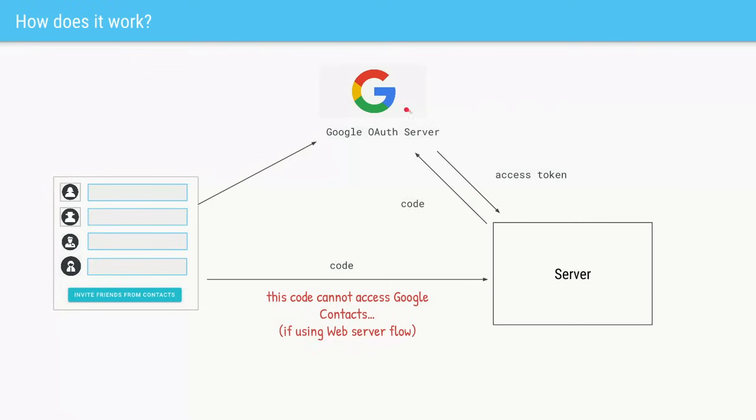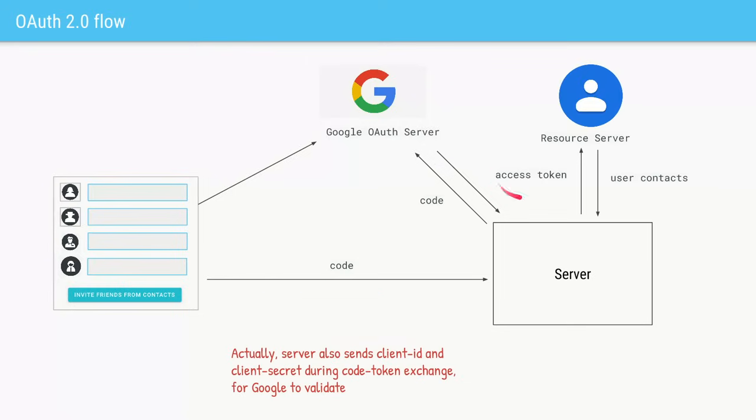The server has to connect to the OAuth server and it has to exchange that code for the real access token. So this code by itself will not get us access to Google contacts. We have to send this code back to the Google OAuth server, and then only if the code is correct and there are a couple of other parameters, if they are correct, only then Google OAuth server will give us the valid access token. And once we have the valid access token, we can then use the Google contacts URL and get the access to the user contacts. And this is the whole flow for OAuth 2.0.